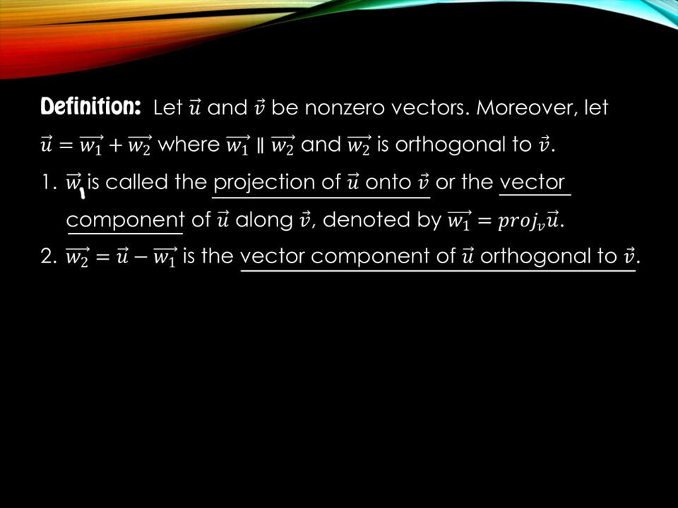W1 is called the projection of U onto V, or the vector component of U along V. It's denoted by W1 equals projection, with a lower subscript V, on vector U. And I'll draw you a sketch of this in a second so you have an idea of what they're talking about. W2 is U minus W1, which should make sense. If you just take this and rewrite it, you can get this, right? And it's called the vector component of U that's orthogonal to V.